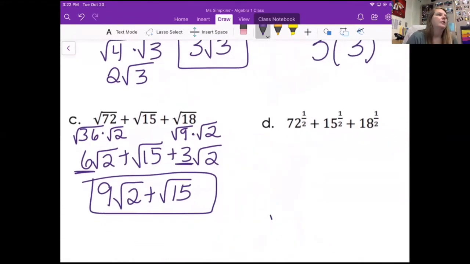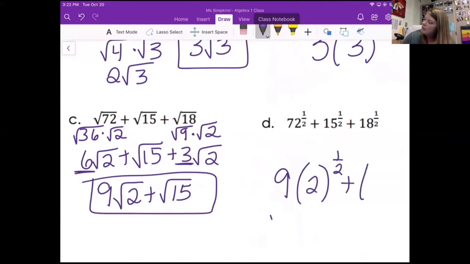What do you notice about letter D? Exactly the same thing. So let's just rewrite our answer using those exponents. So you have 9, and then 2 to the 1/2 plus 15 to the 1/2.